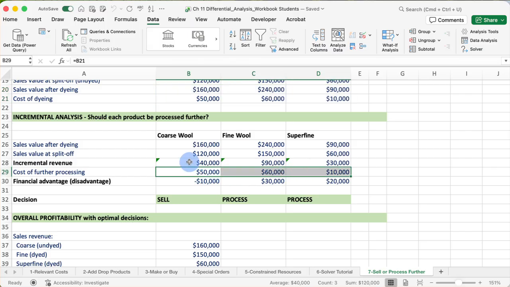If we take our incremental revenue minus our incremental cost, then we see a disadvantage of dyeing the coarse wool. That'll be a $10,000 disadvantage, so we're going to sell that wool undyed. However, for the fine and the superfine wool, we can actually have a financial advantage if we dye each of those, $30,000 and $20,000. So we would recommend processing both of those further, completing the dyeing process, and then selling it for the higher price point.